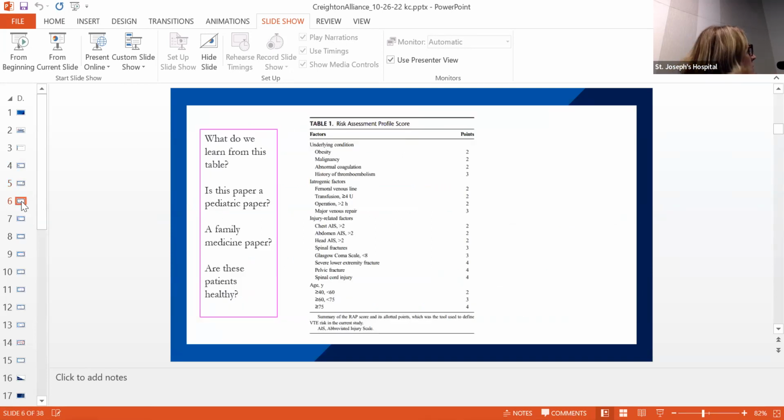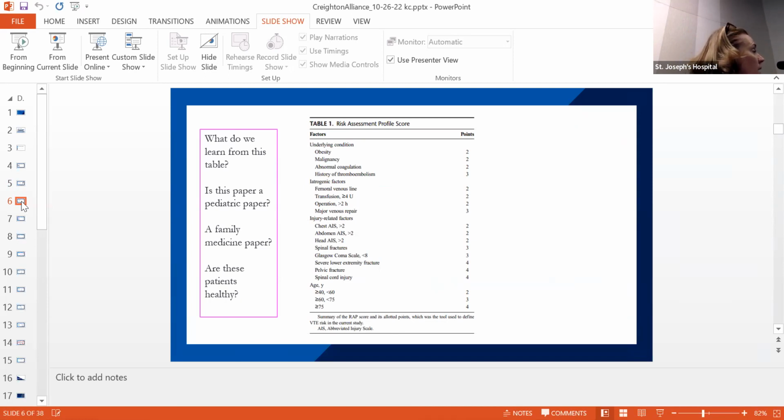And now what I'm going to do is, without telling you what article we're reading, we're going to go through the tables that are published in this paper. And then you're going to guess what the title of the paper is. Okay. So this is table 1. And I see it's a risk profile score.